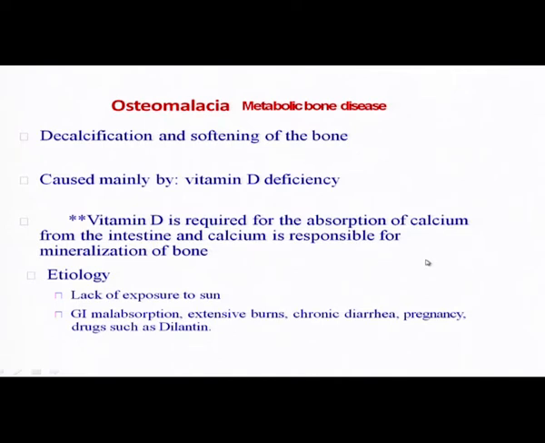Okay. So now we are going to look at vitamin D deficiency. We have already seen osteomalacia. Osteomalacia is the most simple version of deficiency. Malacia means soft. So it's basically a metabolic bone disease. It means what?